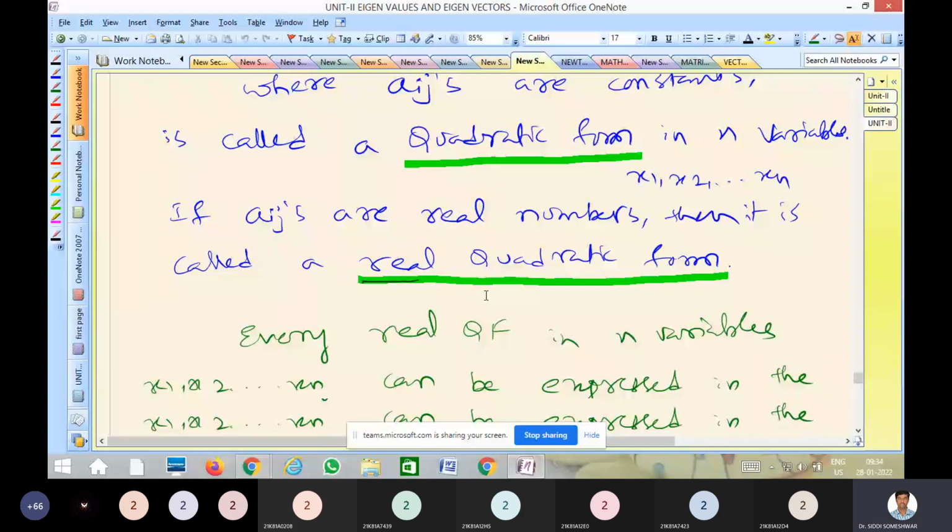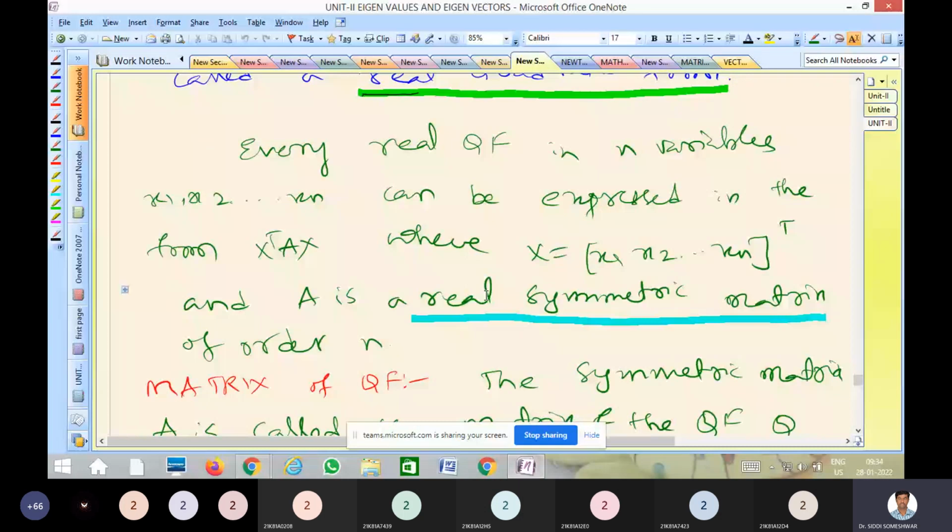Every real quadratic form in n variables x1, x2, and so on, xn can be expressed in the form of x transpose Ax, where x equal to (x1, x2, and so on, xn) whole transpose, which is a row matrix, and A is a real symmetric matrix of order n. So every real quadratic form gives a real symmetric matrix of order n. That symmetric matrix capital A is called the matrix of the quadratic form.